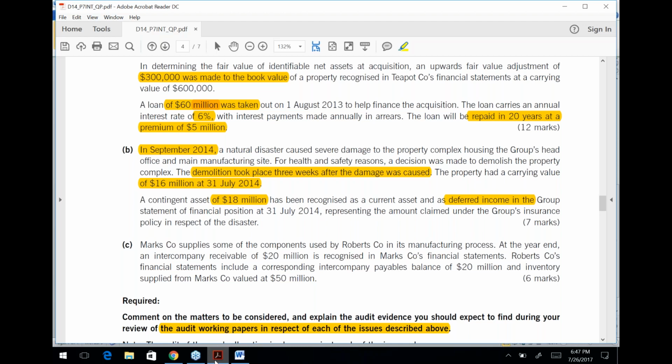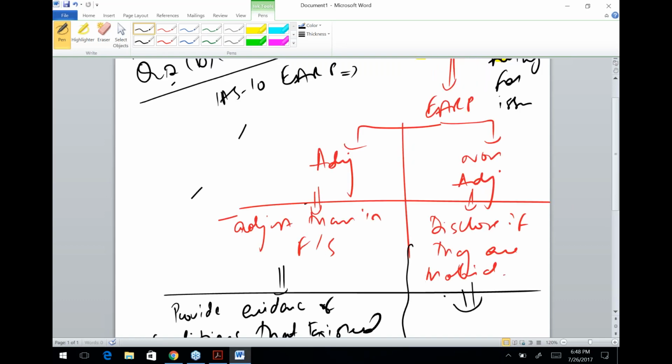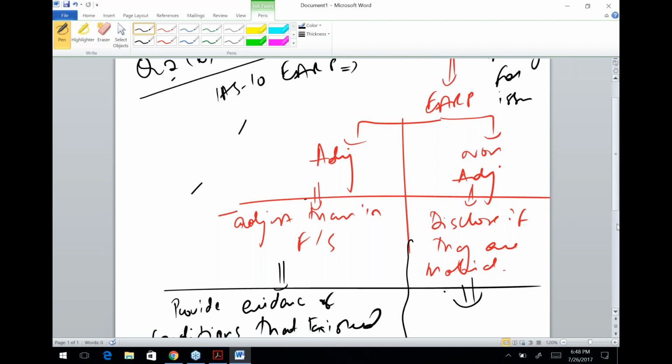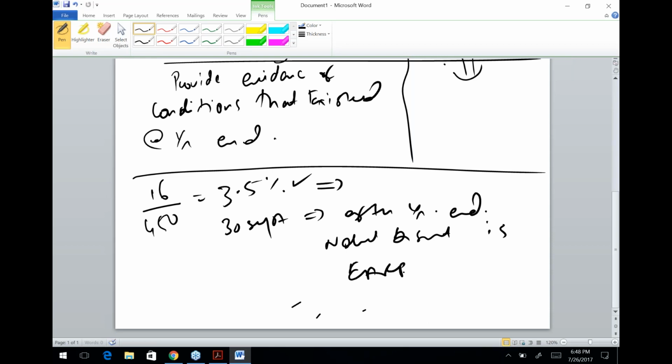So what should you do? You should not make this adjustment. You should instead disclose it. So basically, the 16 million damage divided by the total assets of 450 million gives you what? Three and a half percent. So this is 3.5%, which is a material item. So you would say 3.5%, and since 30th September is after year end, therefore the natural disaster is an event after the reporting period, and it's a non-adjusting event after the reporting period.